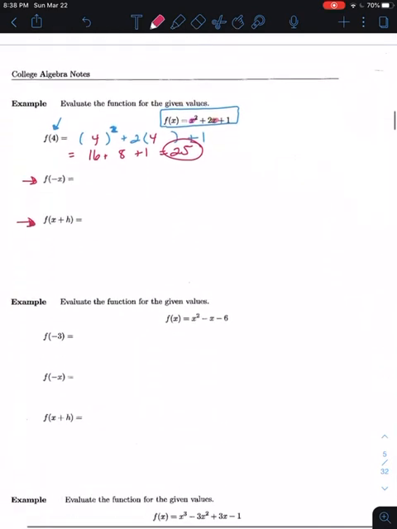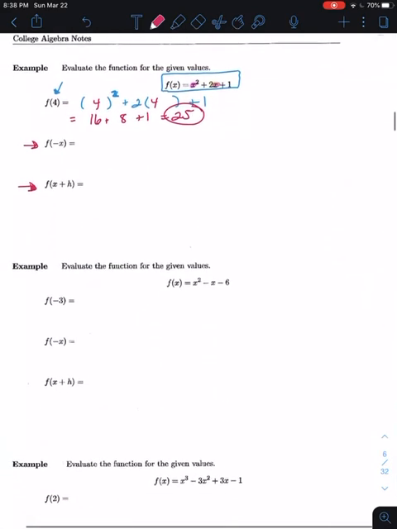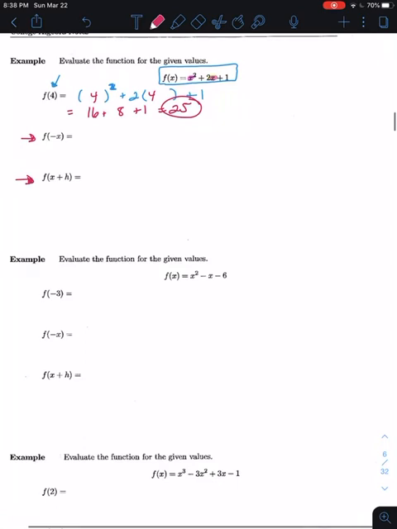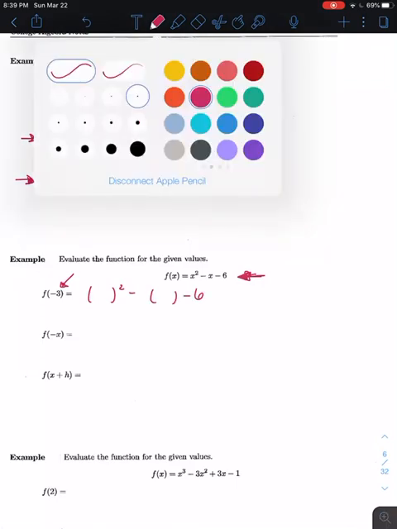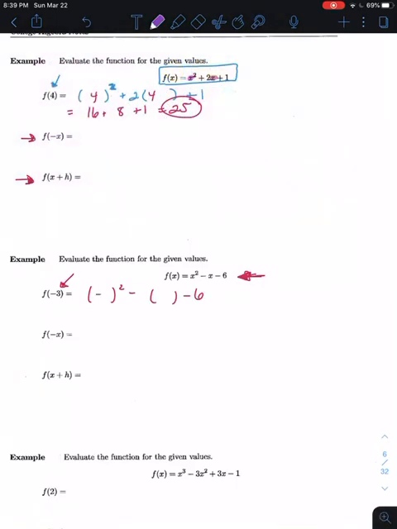Here I have f of x. Sorry about that. All right, so the next example, I have f of x equals x squared minus x minus 6. So this is the example that I'm referring to. It says find f of negative 3. Again, this would be something that you can pause the video and try on your own. But wherever I see an x, I'm going to put a blank parentheses. And then inside the parentheses, I'm going to put negative 3.